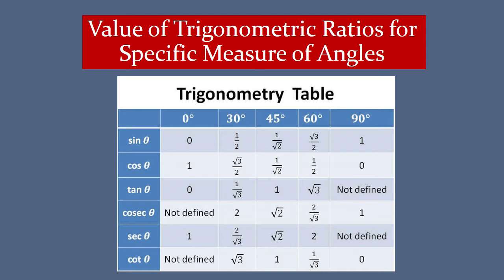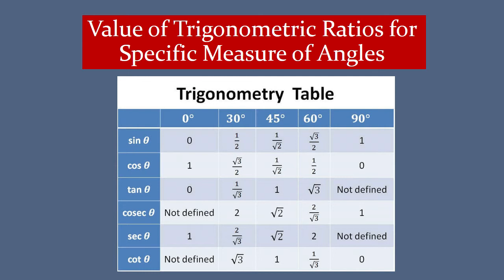Cosec 90 is 1. Sec 0 is 1. Sec 30 is 2 upon root 3. Sec 45 is root 2. Sec 60 is 2. Sec 90 is not defined because again it comes to 1 upon 0. Cot 0 is not defined. Cot 30 is root 3. Cot 45 is 1.